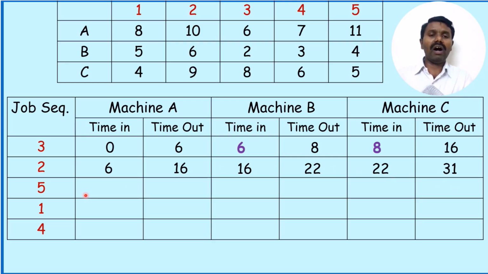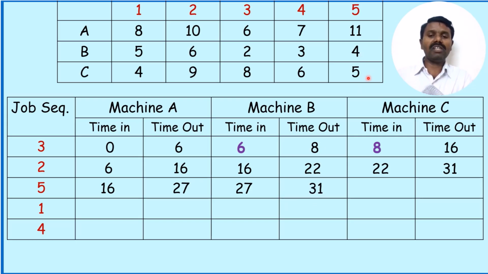So then order 5 will be starting. So here after 16 minutes order 5 will start. Then it is taking 11 minutes on mission A, then 16 plus 11 is 27. Then here it completed its job within 22 minutes, so after 27 the mission B will start. Then it will take 4 minutes on mission B, so 27 plus 4 is 31.